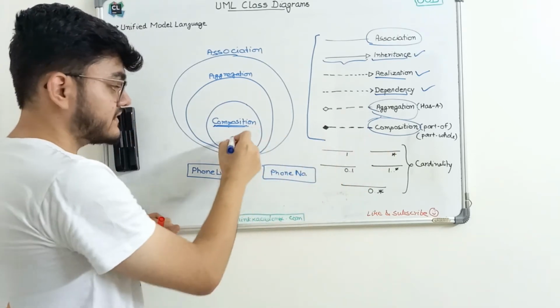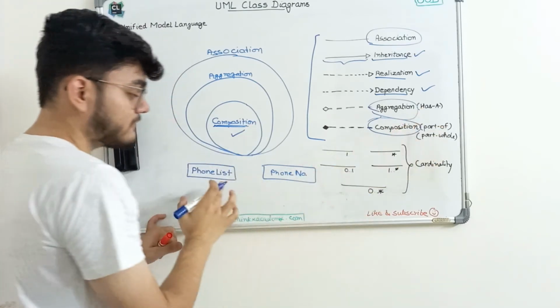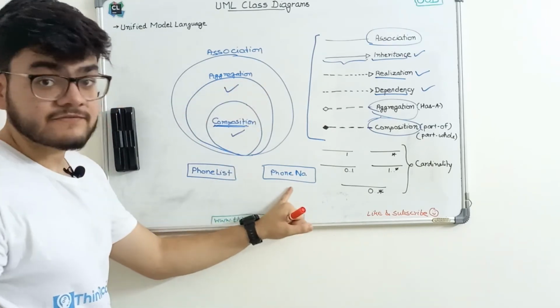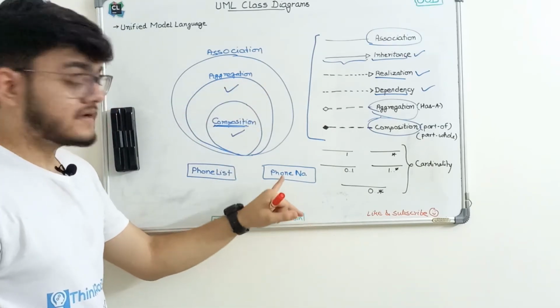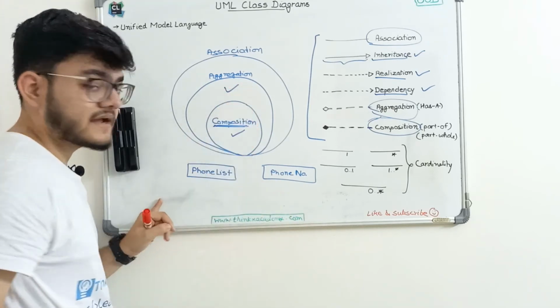We check whether composition is there. The answer is yes. Composition is there because phone number is a part of the phone list, right? Then we move to aggregation. We say aggregation is there because phone list has a phone number and they can exist independently. So if they can exist independently, we can say that aggregation is there.